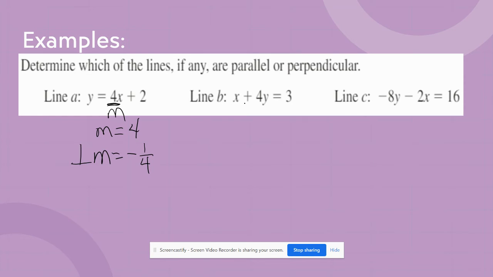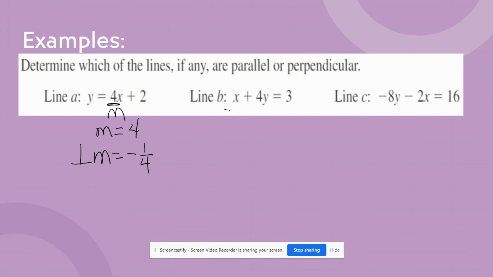Line B, well, they didn't give us slope-intercept form, so we have to get y alone to find the slope. Remember, there were two steps that we said would always work to get y alone. You would add or subtract the x and then divide by the number touching y, or the coefficient.